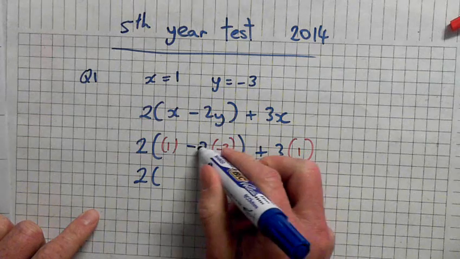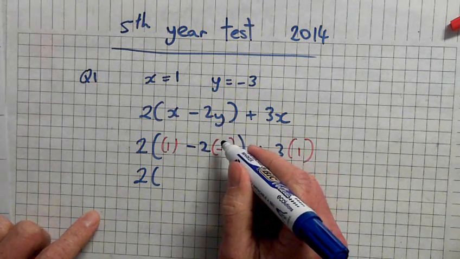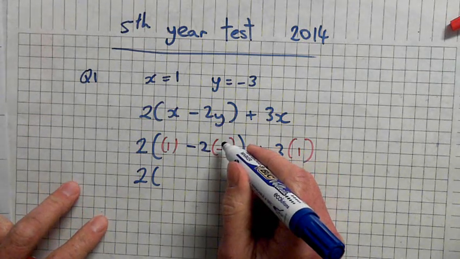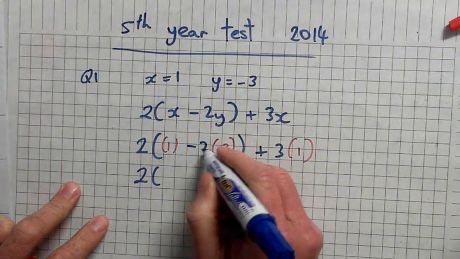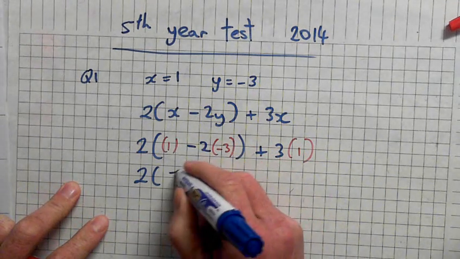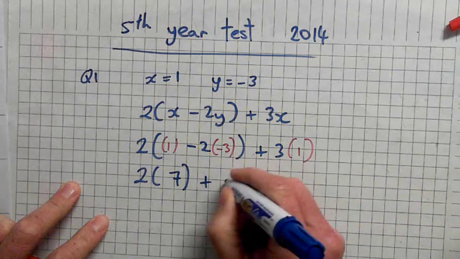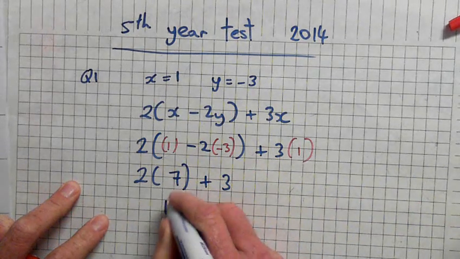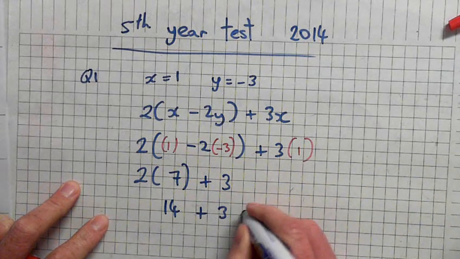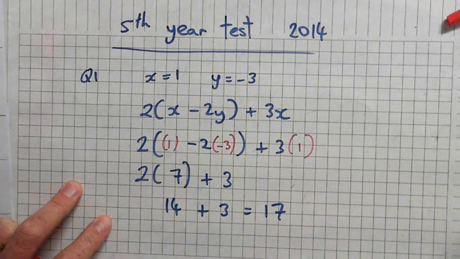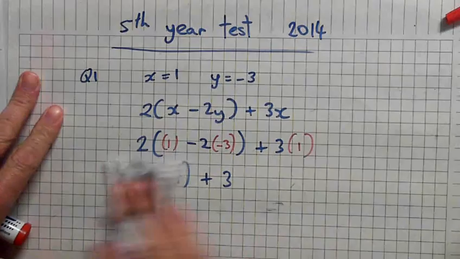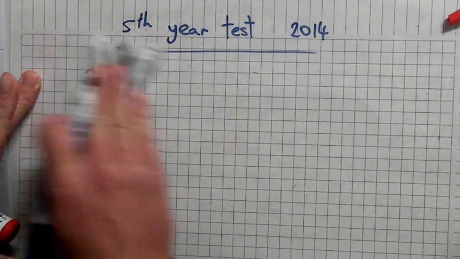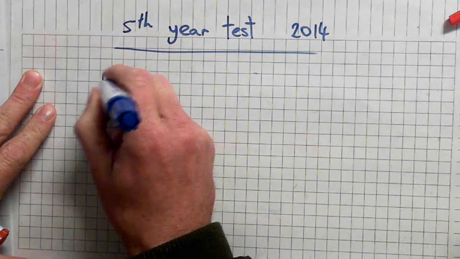So minus 2 times minus 3, some of you wrote. What's that? Plus 6. So 1 plus 6... 2 7s are 14, plus 3 is 17. Alright, that's question 1. Question 2.